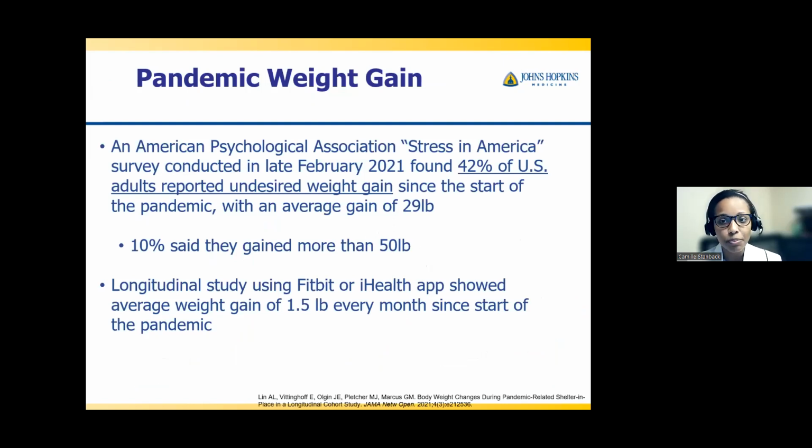Pandemic weight gain is probably not a new entity now in 2022. But in 2021, an American Psychological Association study found that over 40% of US adults reported undesired weight gain since the start of the pandemic, with an average weight gain of almost 30 pounds. A small portion gained more than 50 pounds. Rates per month showed approximately 1.5 pounds every month using data from Fitbit and iHealth.